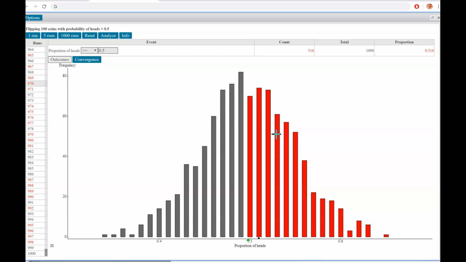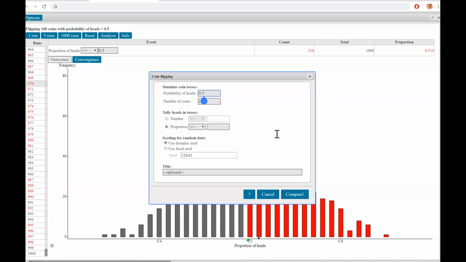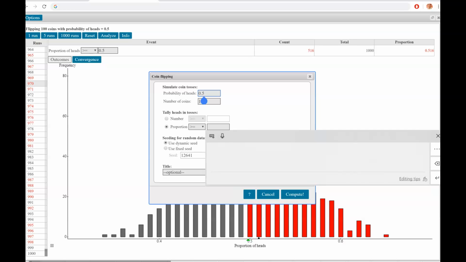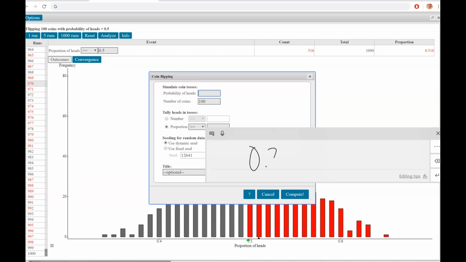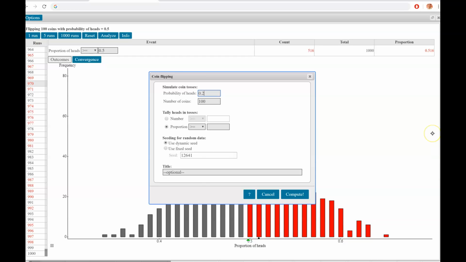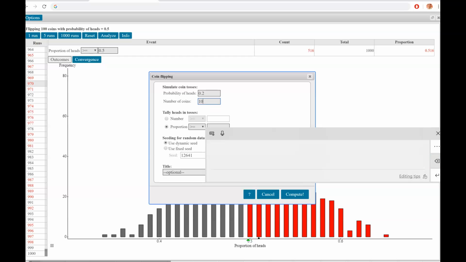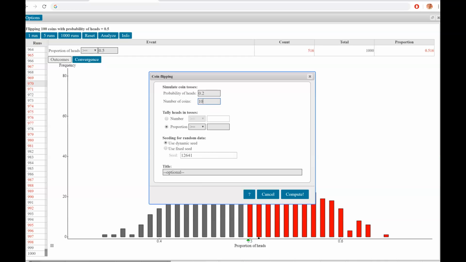Now you might be wondering, okay, well, obviously it's going to be normal because it's 50-50. Well, I can change it. I can change this probability to be something else. So let's say maybe I wanted to do 0.2. So let's say it's a biased coin. It tends to land on heads less often. And in this case, let's say I'm only running 10 times. So I have 10 coins, and the probability of heads is 0.2.